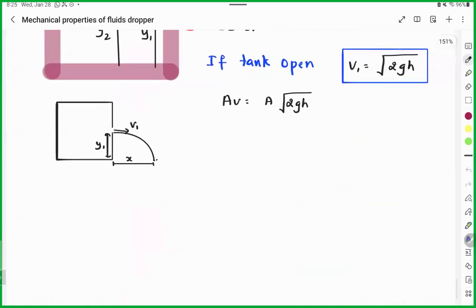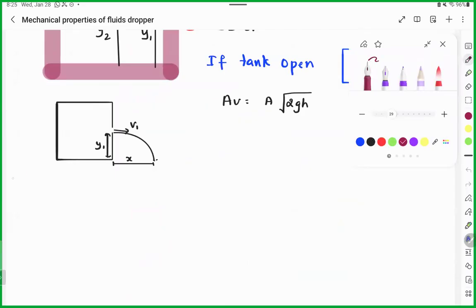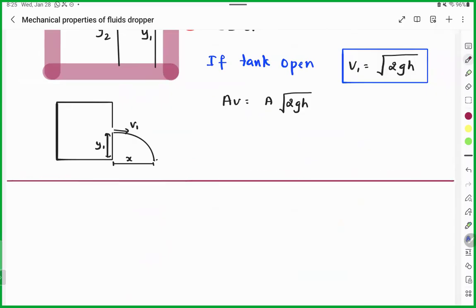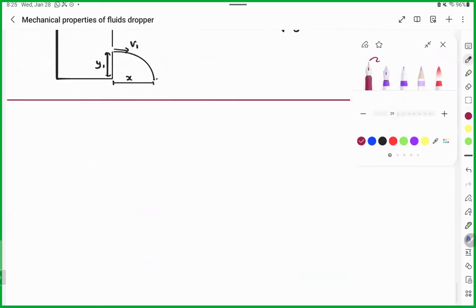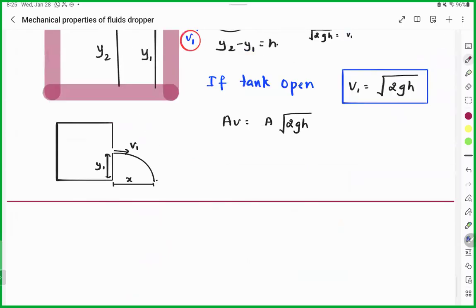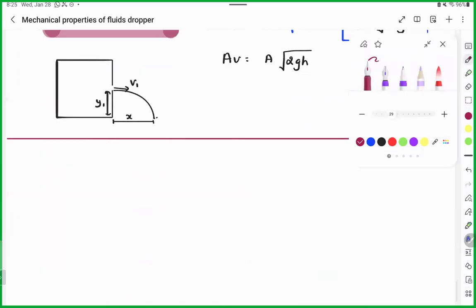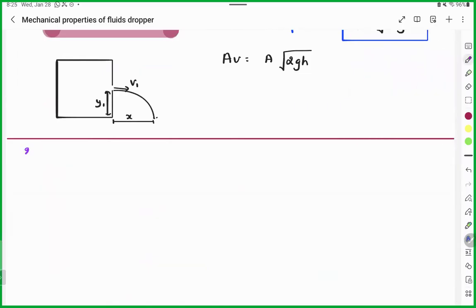Speed of efflux we are done with. Next is venturimeter. And the interesting part is you had one question directly from the venturimeter. Directly. This was first application, speed of efflux. Second application is the venturimeter.